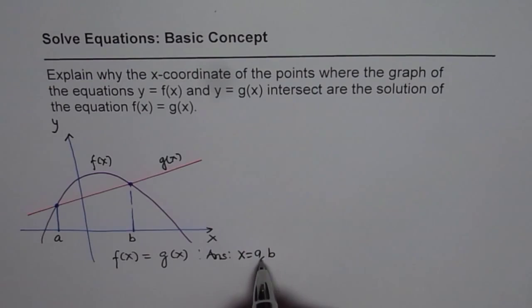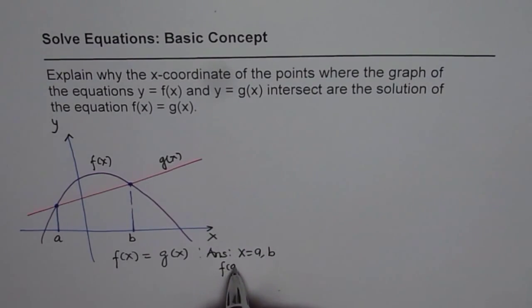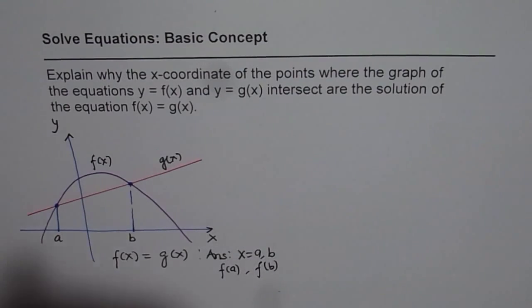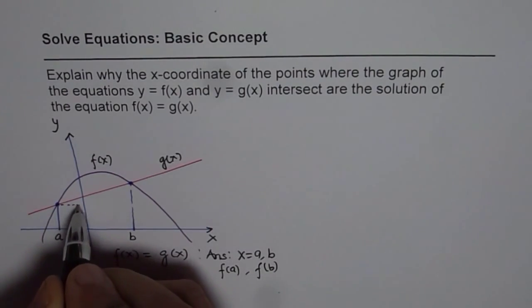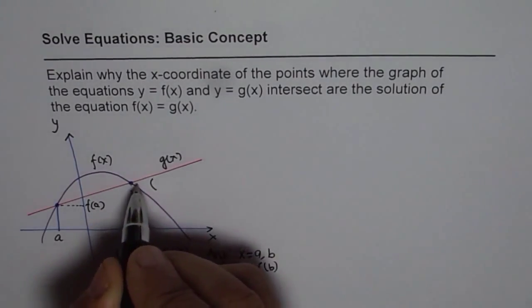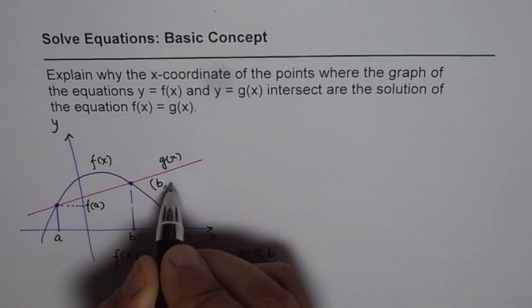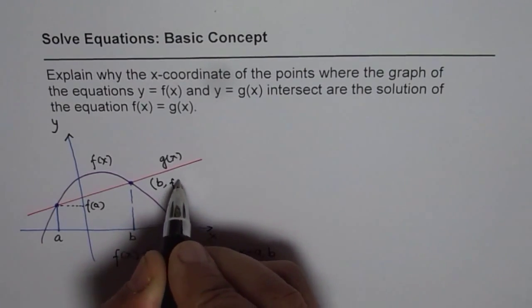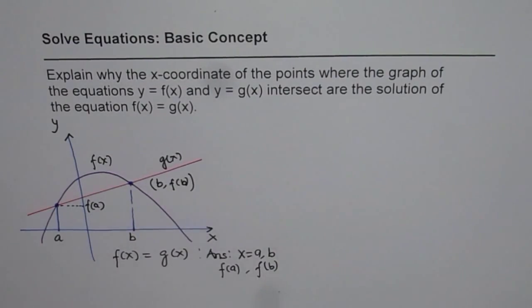And the y value in this case will be f(a) for the first coordinate and f(b) for the second. Let me write it the other way: I know b is the x value, so the y value is f(b), correct? The y value is dependent on the x value, so knowing the x value is critical to solving equations. That is the basics, right?